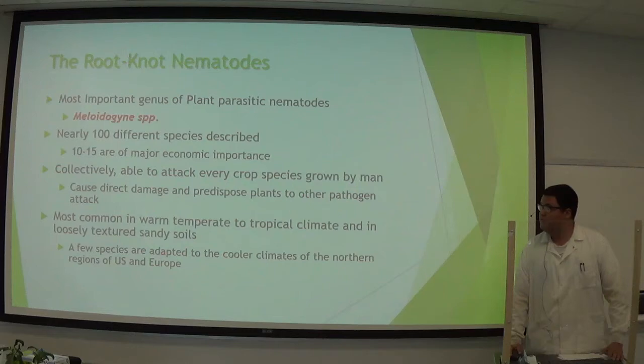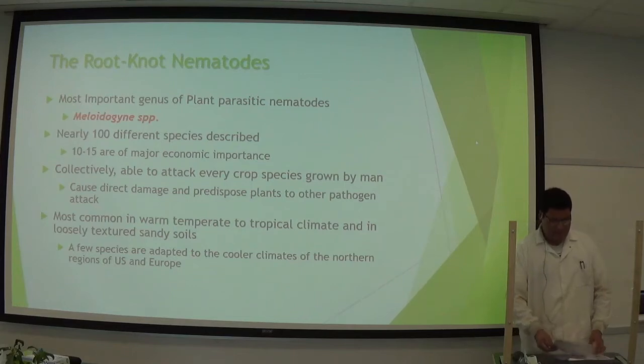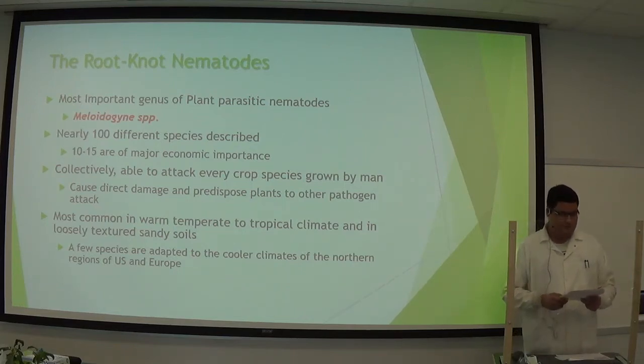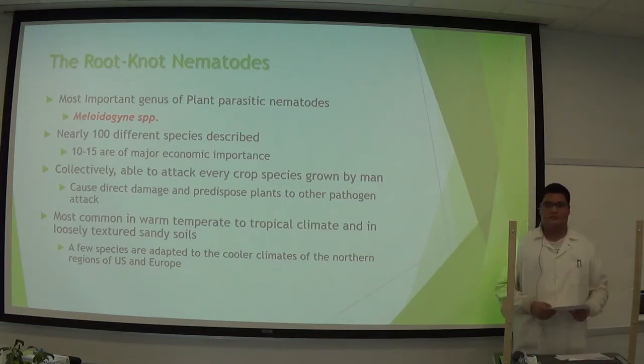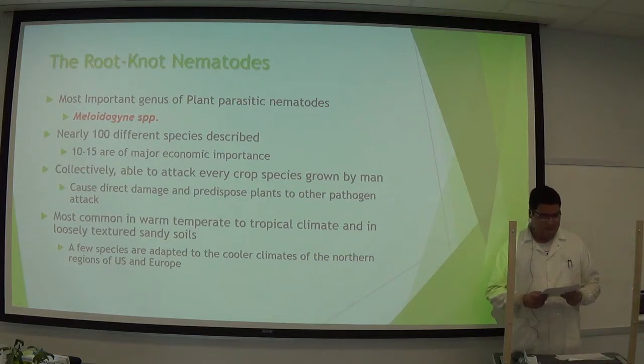So again, that's SPP, in which you have all the species that fall within this genus Meloidogyne. There's many species described. However, there's only 10 to 15 of them that are of major economic importance, meaning these are the ones that farmers need to watch out for. Collectively, they can attack every crop species because they attack the roots of plants, and all plants have roots. Almost all plants have roots.